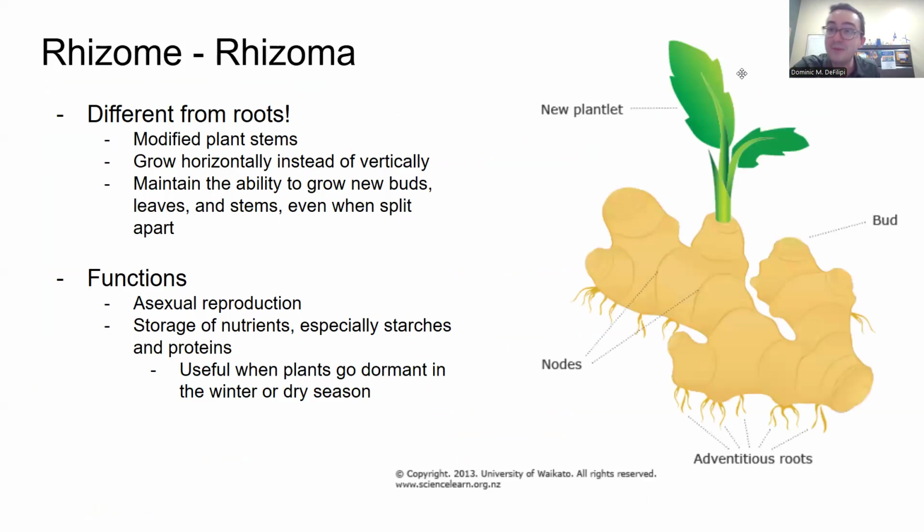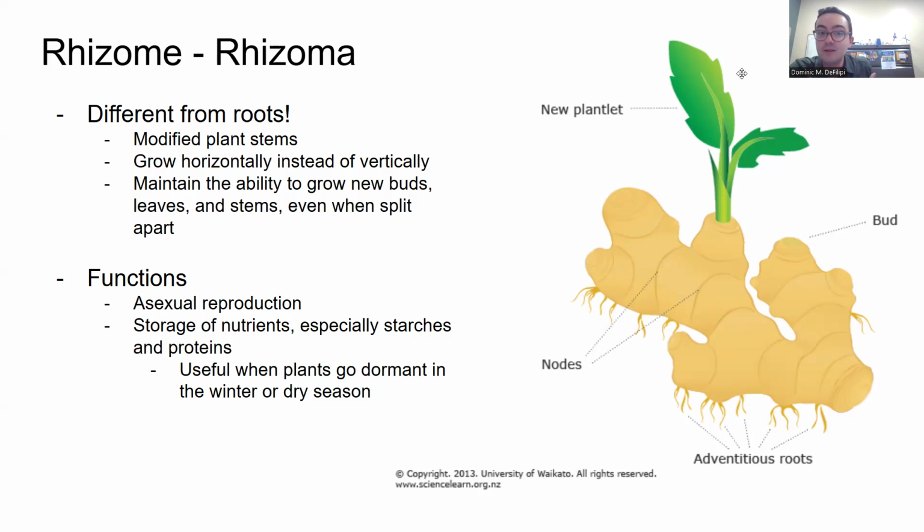Rhizomes or rhizoma. Now, these are different from roots because they're basically modified plant stems. Even though they kind of look like roots or like a tuber or something like that, they're just roots that grow horizontally instead of vertically, like a stem, right? So they're stems that grow horizontally instead of vertically, if you want to put it that way.